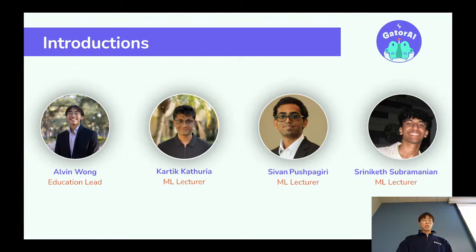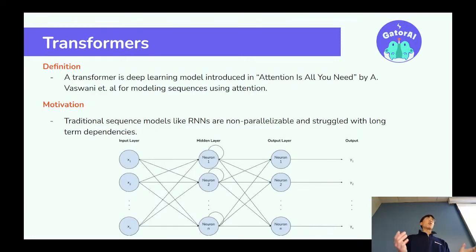All right, so let's get right into it. So transformers, what is a transformer? It's a deep learning model introduced in Attention Is All You Need, a research paper by Vaswani et al., for modeling sequences where the tokens in the sequence depend on each other, using a mechanism called attention, which is right in the title of the paper. The motivation behind this new type of deep learning model is that traditional sequence models like recurrent neural networks are non-parallelizable, which means you can't make them very efficient because they have to go back and forth. They also struggled with long-term dependencies.